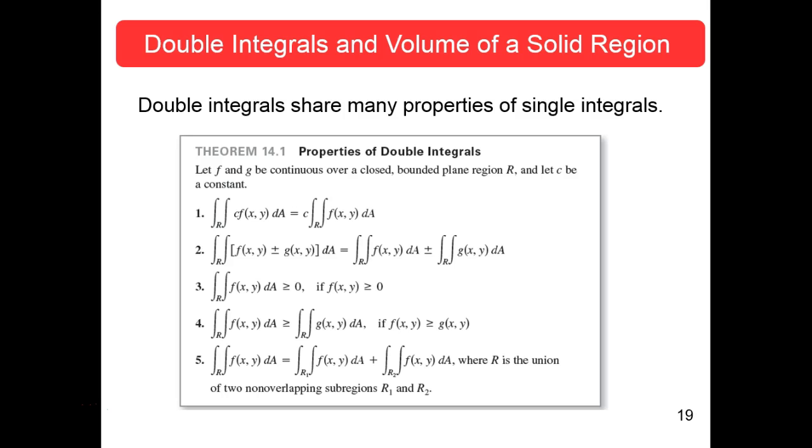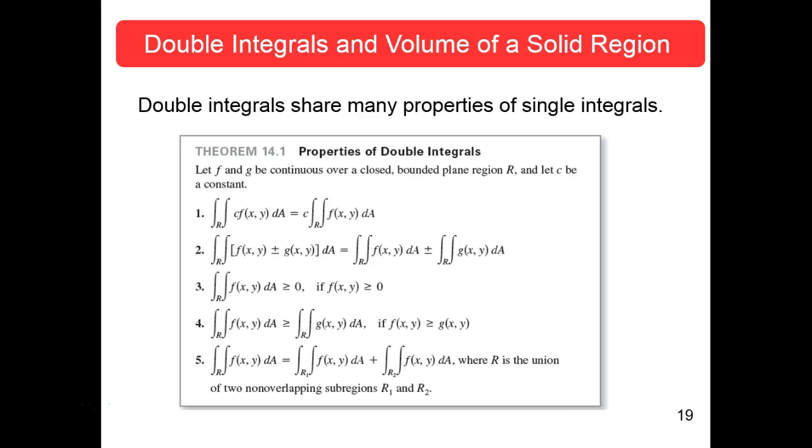The double integral of f is greater than or equal to the double integral of g if f is always greater than or equal to g. If f is up here, g is down here, you measure it here, sure, the volume under g is going to be less than or equal to the volume under f. And number 5, the double integral of f over a big region is the sum over the little regions, as long as there's no way they're overlapping anywhere. Then it would be adding the area under this region plus the area under that region, where R is the union of the two non-overlapping subregions.